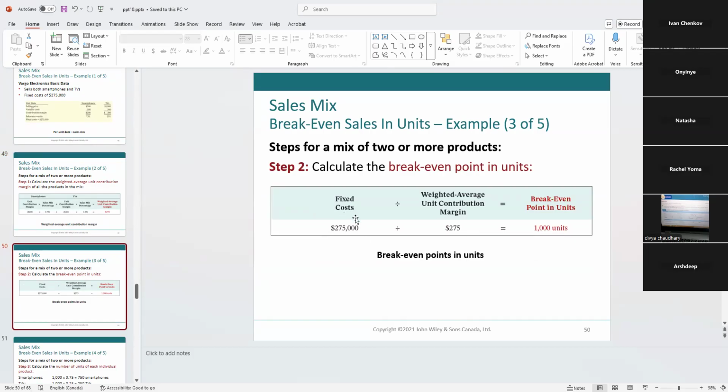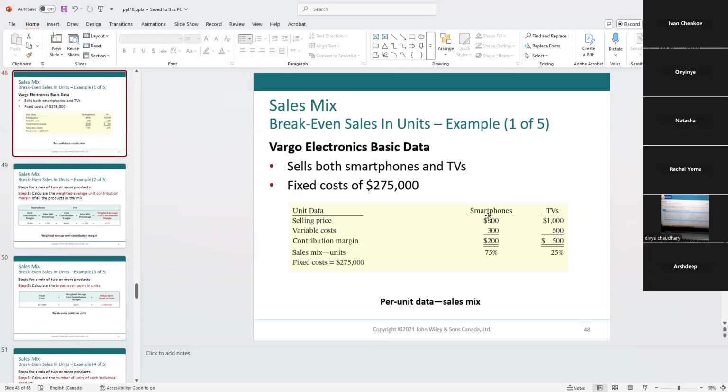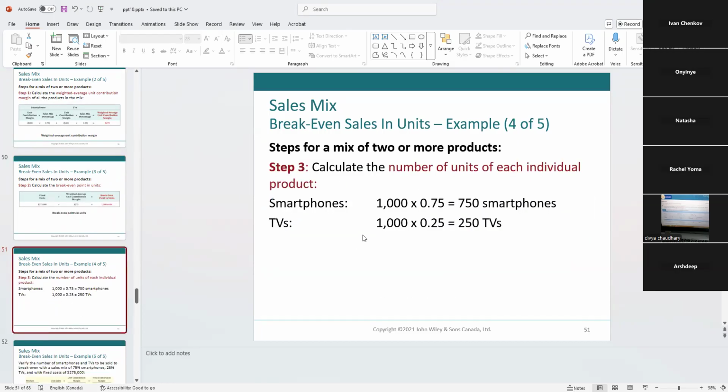So how much in the product line do we have to find? Now one question is, out of those 1,000 units, how many belong to the smartphones and how many belong to the TVs? Well, obviously 75% of the 1,000 have to go to the smartphones, and 25% of the total units, 1,000, has to go to the TV. Make sense? So I have to sell 750 smartphones and 250 TVs to get to the break-even.